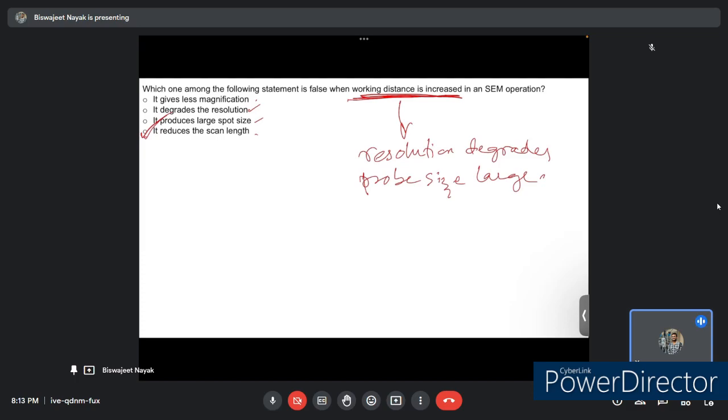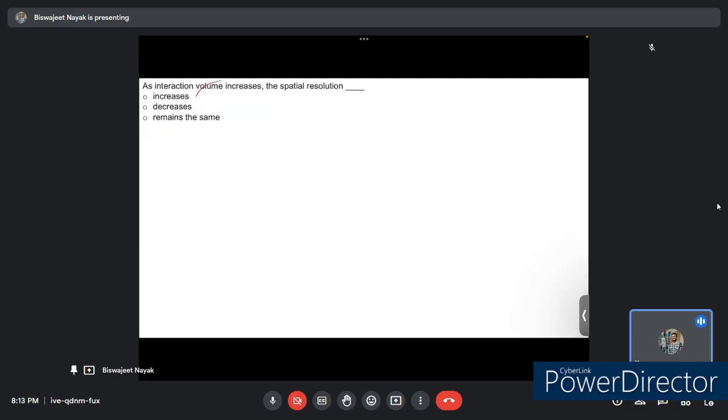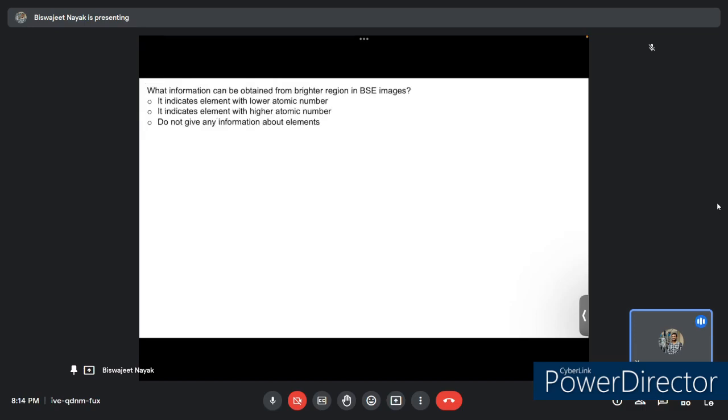As the interaction volume increases, the spatial resolution decreases. What information can be obtained from the brighter region in backscattered electron images? It indicates the element with higher atomic number, because elements with higher atomic number provide nice contrast with the background, and higher atomic number regions seem to be brighter in backscattered electron images.